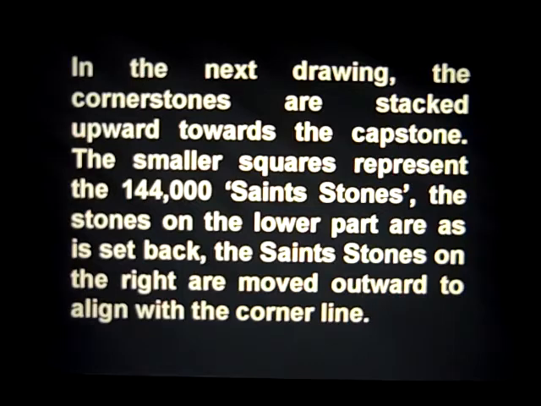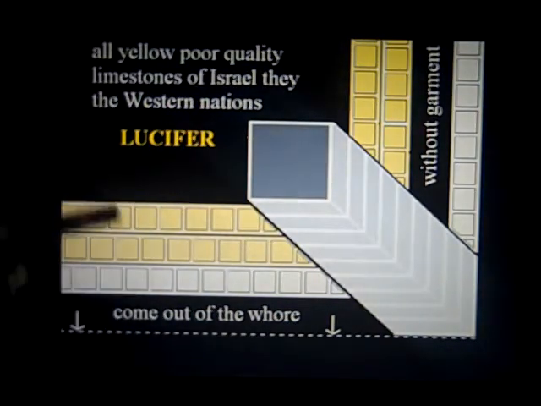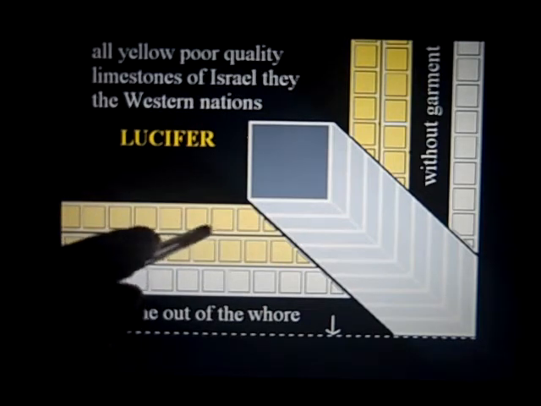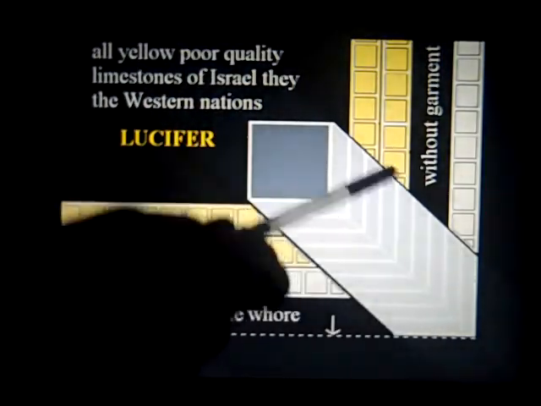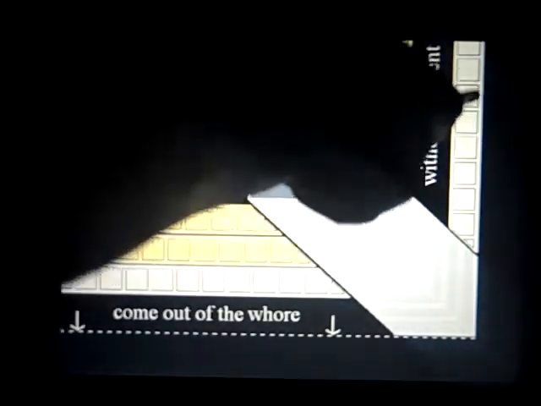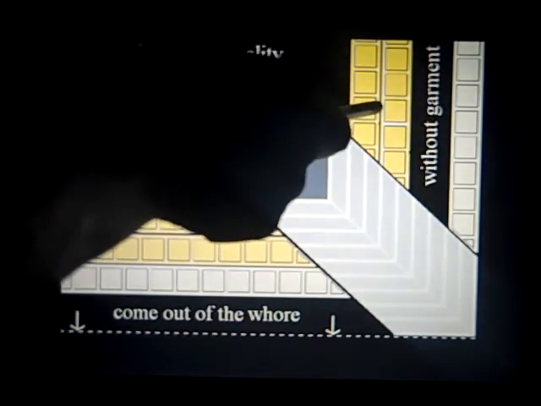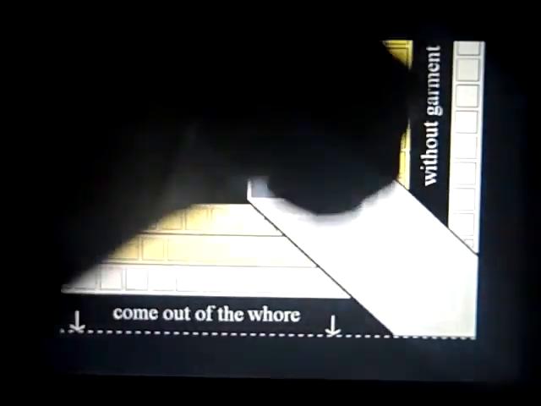Now, in the next drawing, the cornerstones are stacked upwards toward the capstone, and the smaller squares represent the 144,000 saints' stones. The stones on the lower part are as is, set back. The saints' stones on the right are then moved outward to align with the corner line. This is where they are now. They're set back. They're still attached to the hall. This is the body of the pyramid, these inferior yellow limestones. These are the pure white alabaster stones. They must come out of the hall, and when they do, they lock in perfect symmetry and line with the four cornerstones, leaving a gap between literally ourselves and the defiled body of the churches, which is Lucifer, this here being without garment.